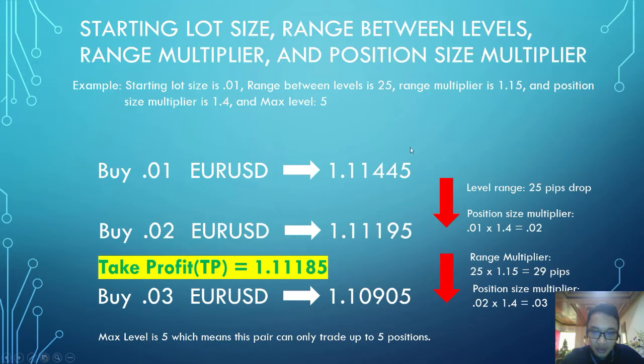So this is already 1, 2, and 3. If it keeps going down, it multiplies the 29 pips range by 1.15, and so on and so forth. So it also compounds the number of pips per trade. So it's much safer, because usually when the trend reverses, it would swing like 100 pips, and when there is a spike, it will swing like 200 pips.